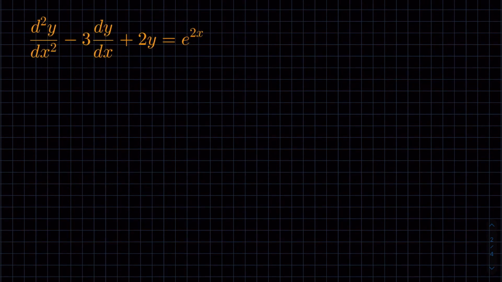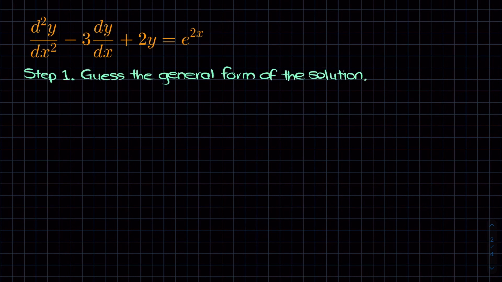Let's do another example. Here we have another second order linear non-homogeneous ODE with constant coefficients, so we can use a method of undetermined coefficients. Looking at the right-hand side of our ODE, we have an exponential term. So for exponentials, we should guess something that takes the same form but also include a constant, because every term needs to have a constant. So our guess is a e to the 2x.